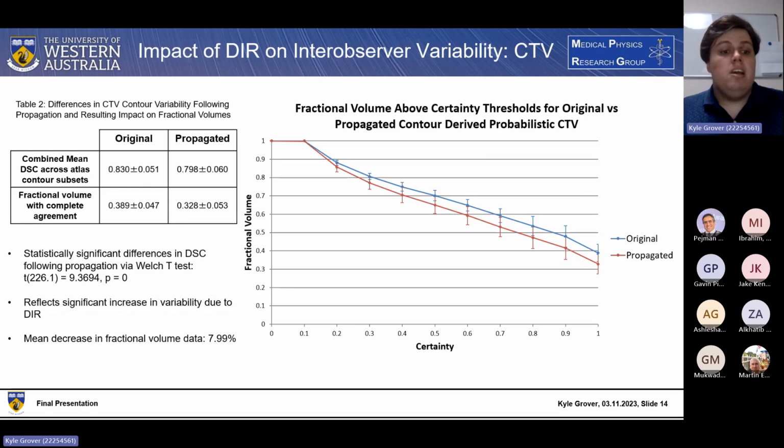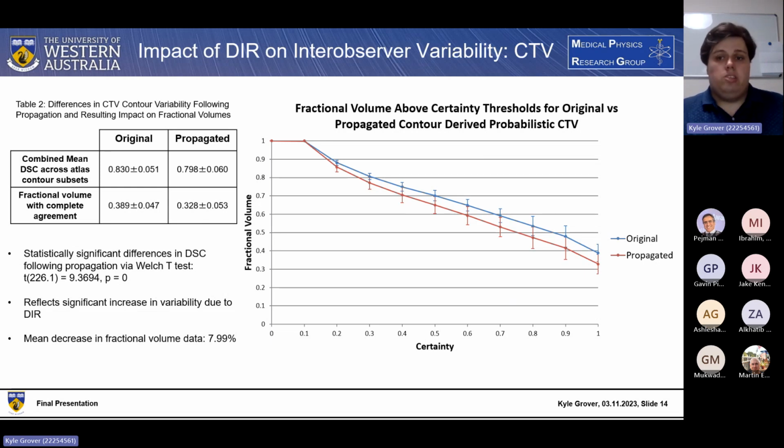Starting with the CTV, we found that the decrease in dissimilarity coefficient was a statistically significant difference based on a Welch t-test. The t-score ended up being 9.36. So this reflects that there is a significant increase in the variability due to deformable image registration, in addition to the interobserver variability that was always there.